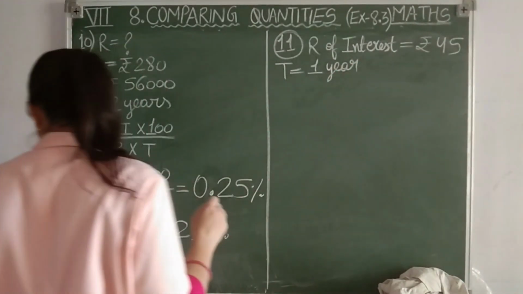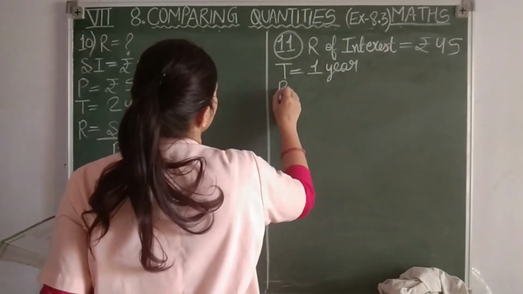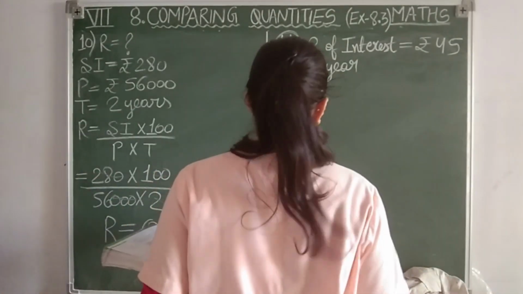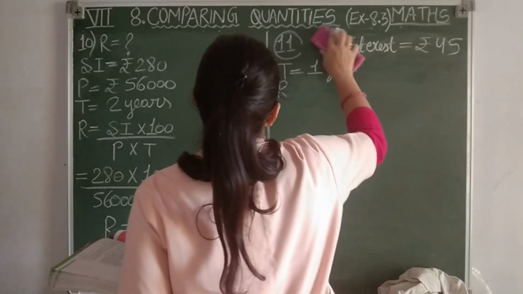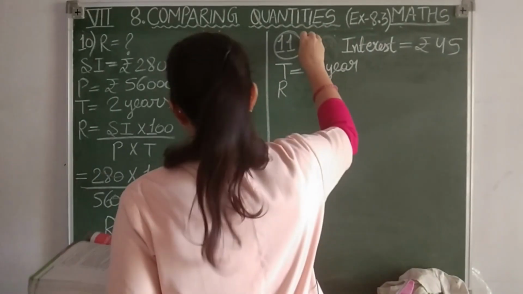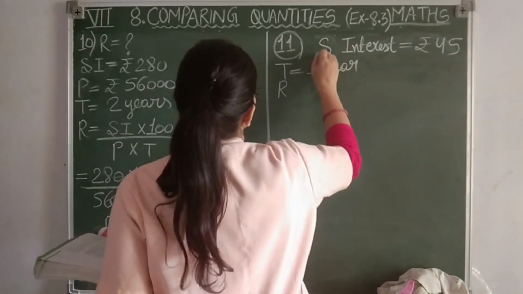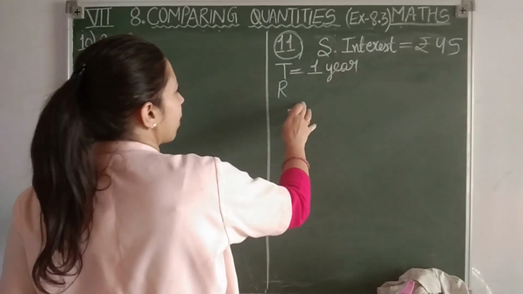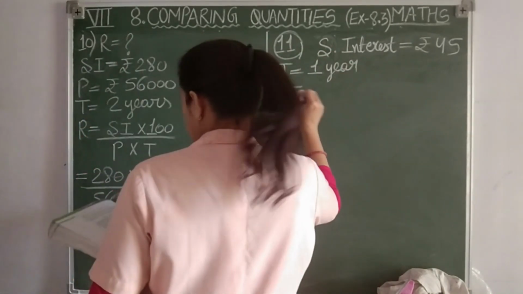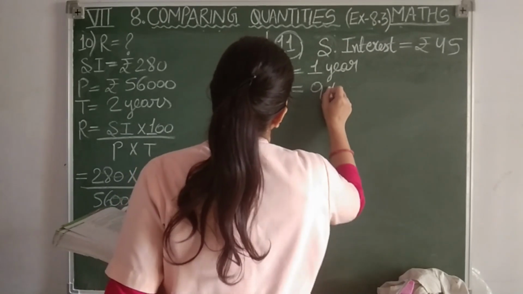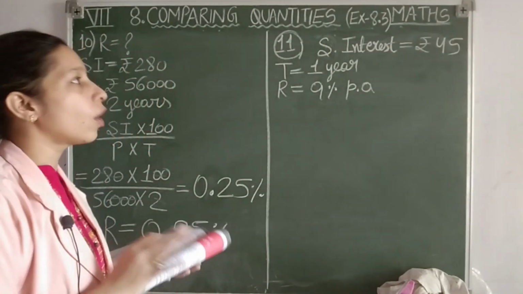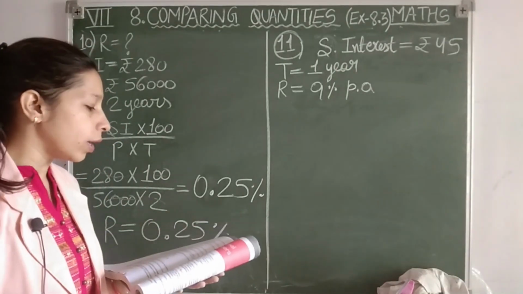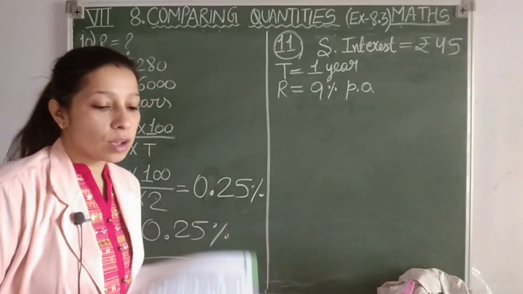Then what else is given? Sorry, here interest is given to you, students. In place of interest I have written rate of interest. Simple interest was given. Simple interest was rupees 45, time is 1 year. Then rate is given 9% per annum. We have only written that information which is already given to you in your question. Then what we have to do here? What is the sum she has borrowed?